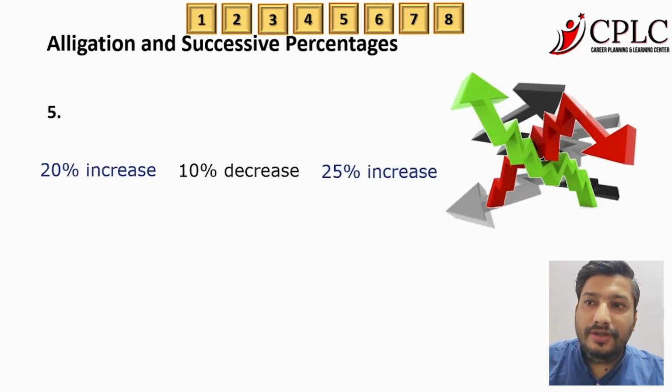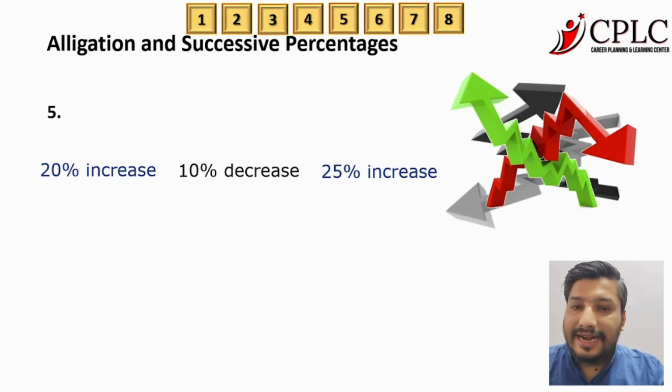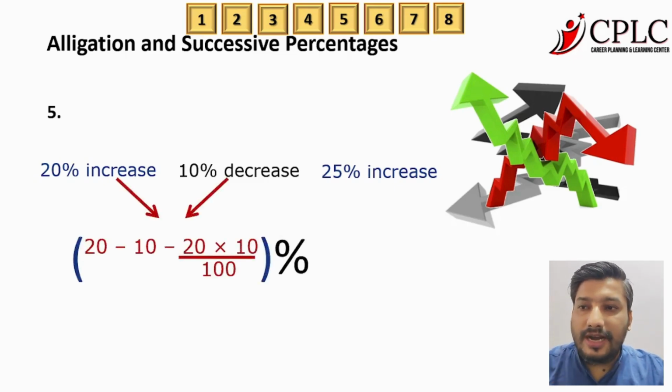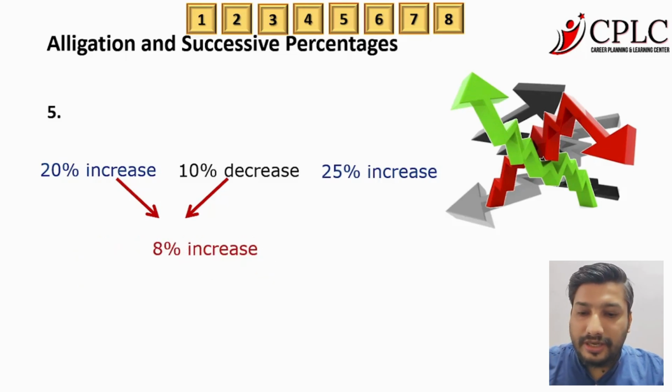So let's say if we start with the first 2 numbers, so one of them is increase and the other one is decrease. So according to the concept, we'll have to substitute that as positive and the other one as negative. So the formula slightly changes. It becomes a minus b minus ab upon 100 basically. So it becomes 20 minus 10, which is going to be 10 only, and then 20 into 10 is 200, divided by 100 becomes minus 2. So 10 minus 2 becomes 8 basically. So 8% increase is the net change of the first 2 numbers.